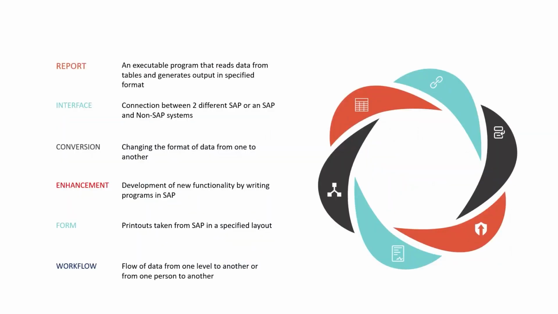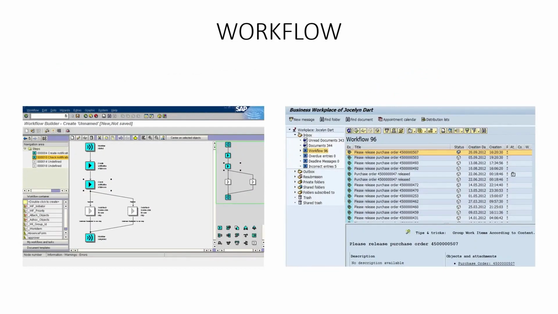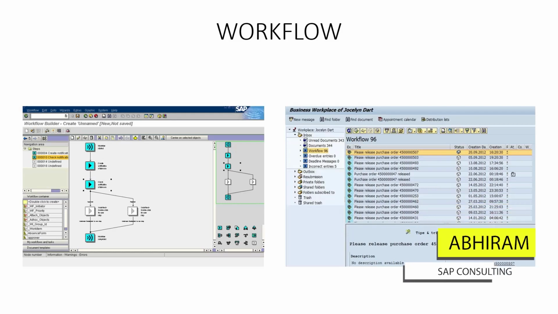Now, the last object in RICEFW is the workflow. Workflow is the flow of data from one level to another, or one person to another. For example, the client wants the head tax accountant to approve all the tax invoices posted by his or her team members. For this, the document posting transaction needs to be enhanced to trigger an approval workflow whenever a user tries to save the invoice without any errors.